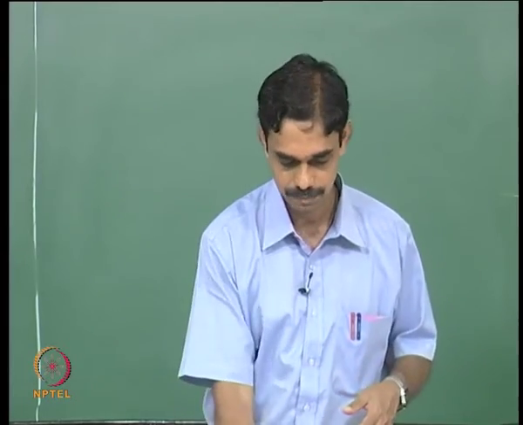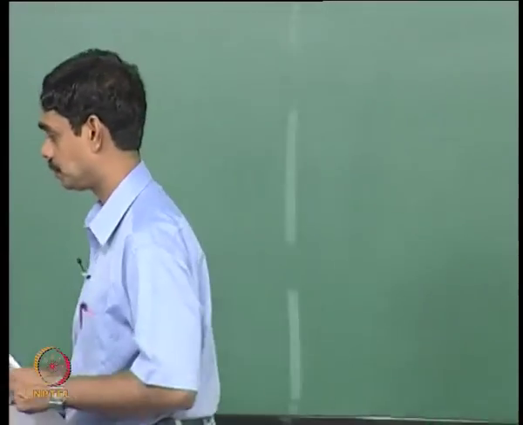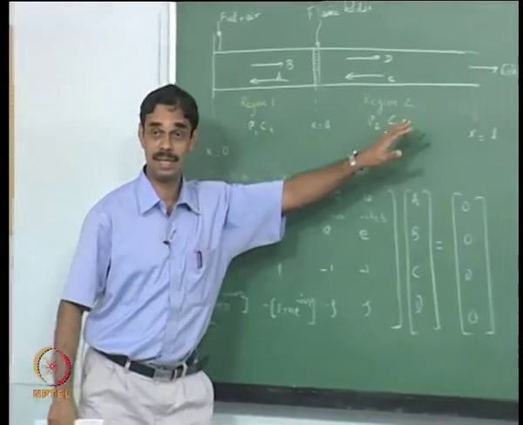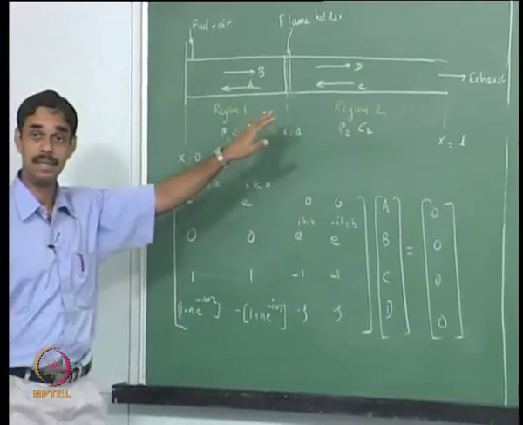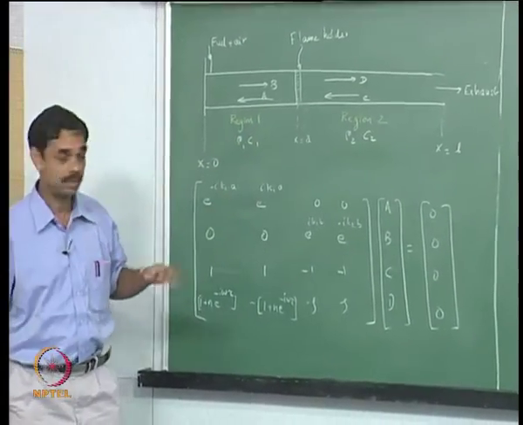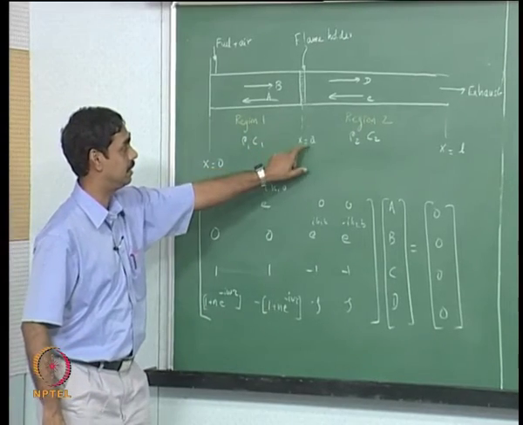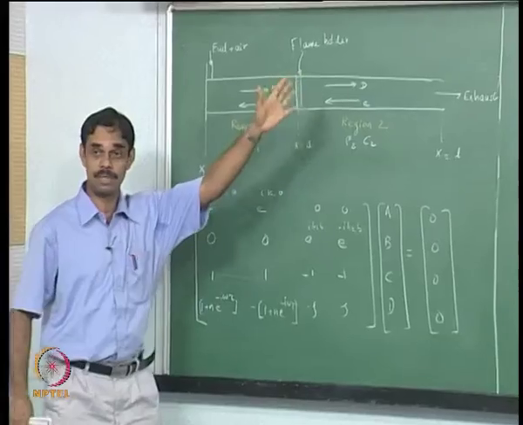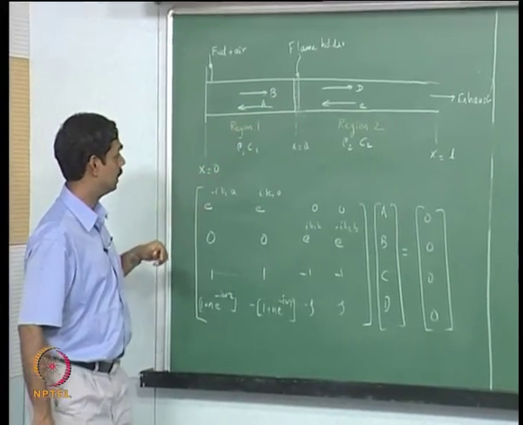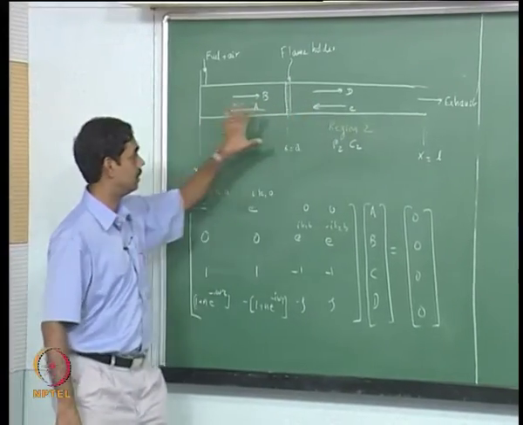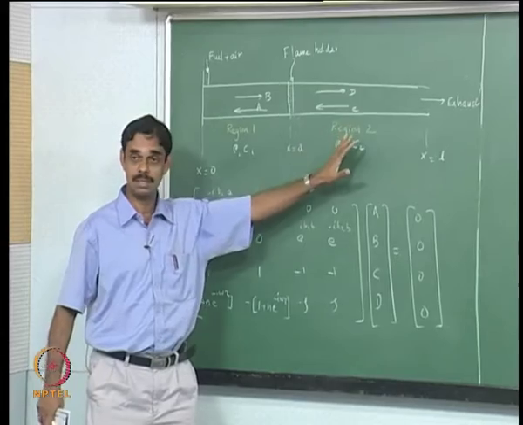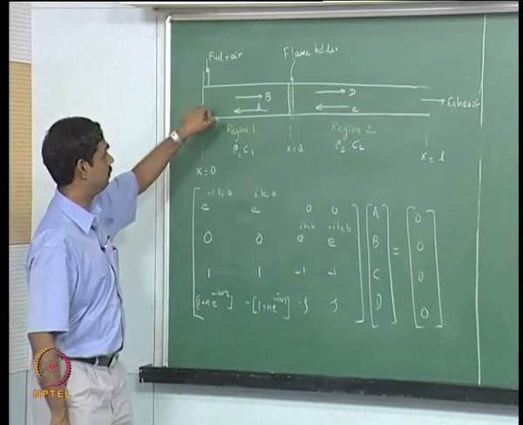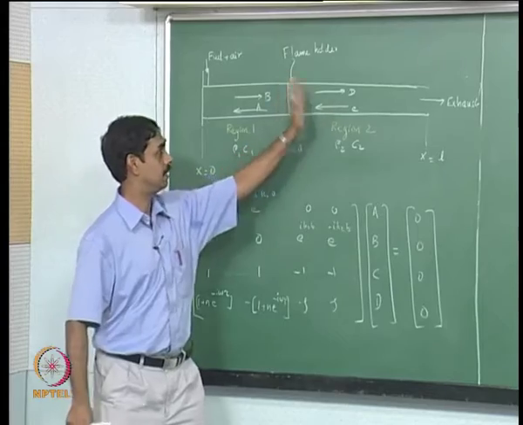So just to recap, this is the pipe with length L, and yes, please ask me. Okay, there is a pipe with length L, and somewhere in the duct we have kept a heat source. So there is a flame holder and a flame is there, and you have region 1 and region 2. Region 1 is cold, region 2 is hot, and they can have different temperatures, and it is a premixed fuel, and they are coming here, burning right here and coming out.